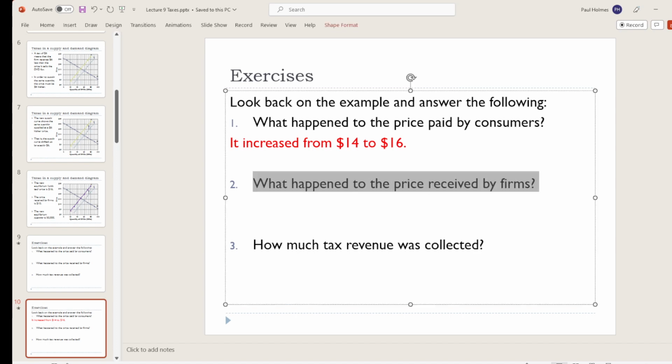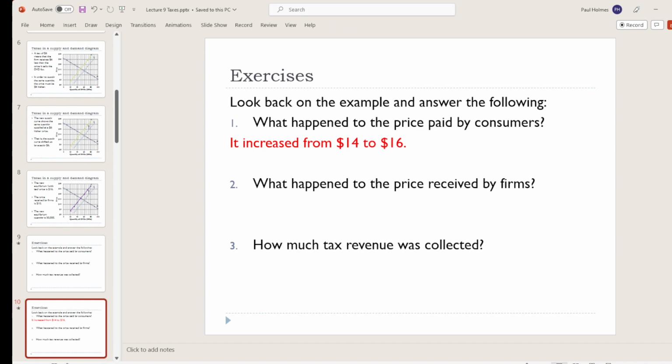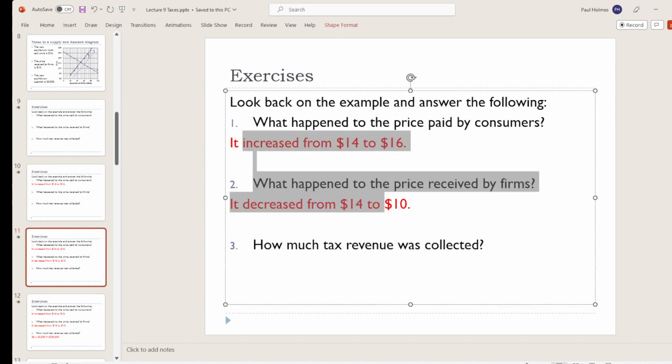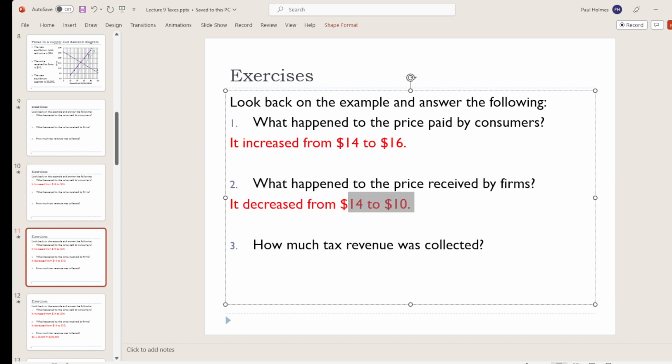What happened to the price the sellers receive? Well, it was $14 before, right? And now it's only $10. And the sellers end up receiving less than they did before. But in total, the tax has been divided in some way between the buyer and the seller. The buyer pays $2 out of the tax, the seller pays $4 out of the tax.